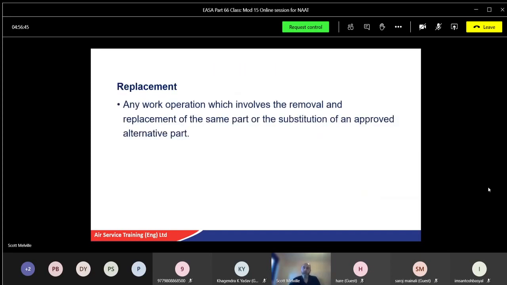Replacement, as it sounds, is any work operation which involves the removal and replacement of the same part or the substitution of an approved alternative part. So when you're doing your job cards, if you remove a component and replace it, make sure you say fuel pump replaced in accordance with, and so on. If you put fuel pump refitted, that means you put exactly the same one back on. So be very careful when you're writing up a job card, you put the right terminology in there, because replaced and refitted mean two different things.